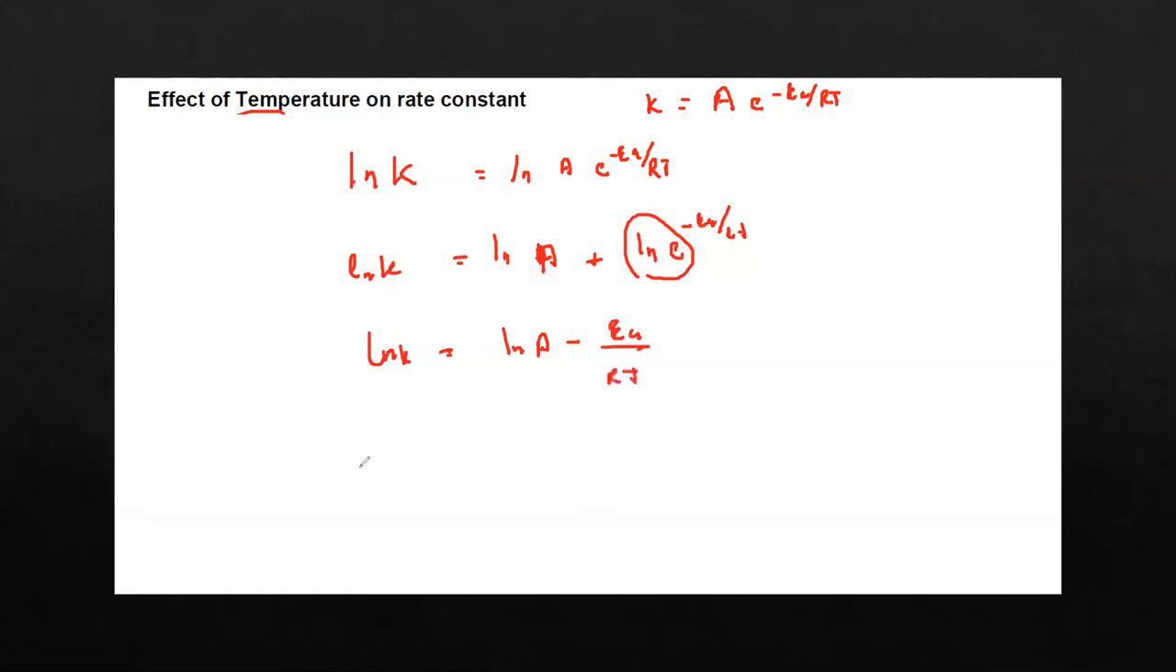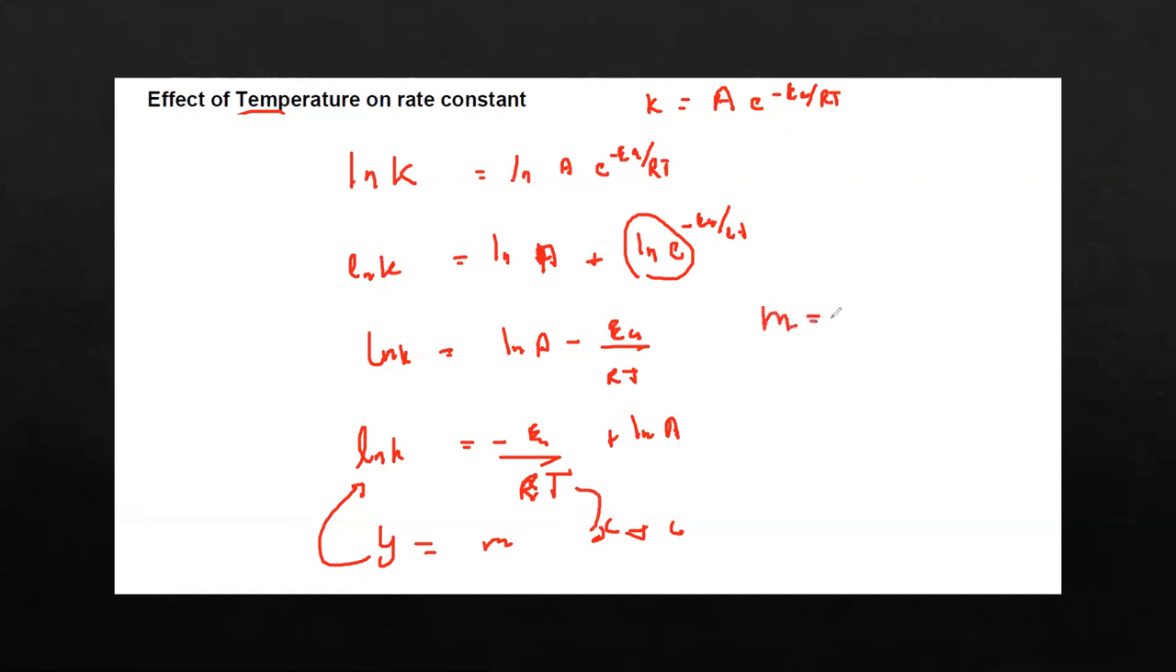If I further simplify this equation, just rearrange. So I can say ln k equals minus Ea over R times 1 over T, where R is the general gas constant, plus ln A. Then if I compare with the equation of a straight line, y equals mx plus c, so if on the y-axis I plot ln k, and on the x-axis I plot 1 over T, what will be my gradient? My gradient will be minus Ea over R.